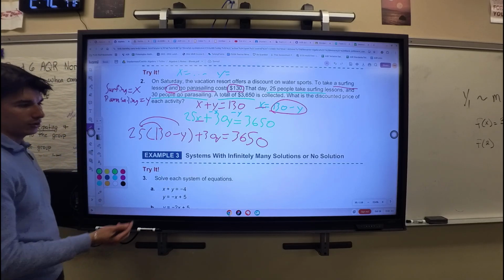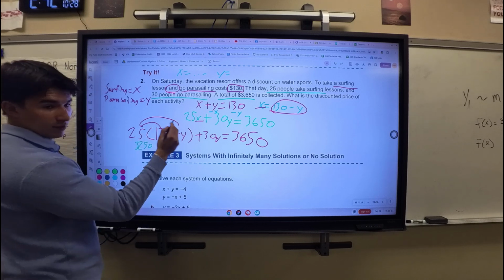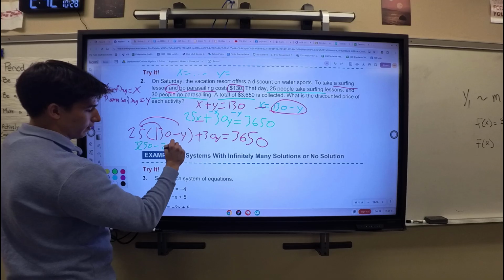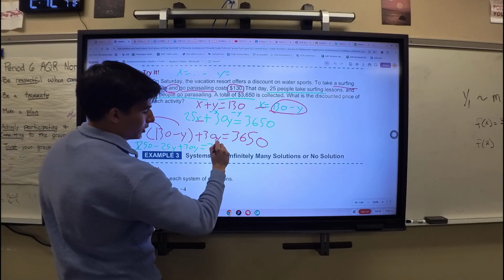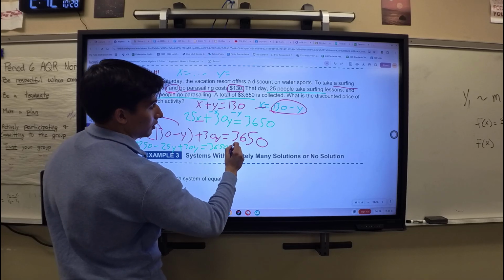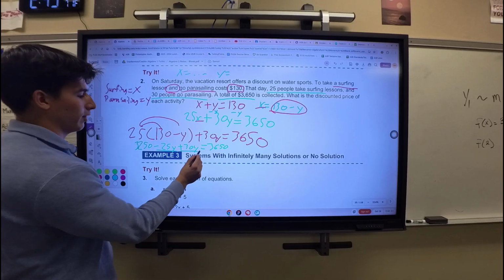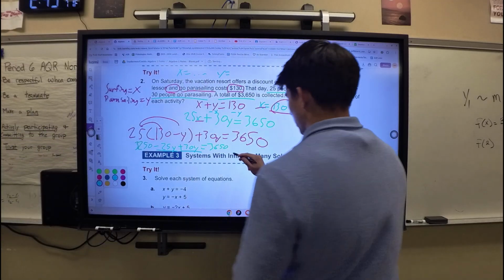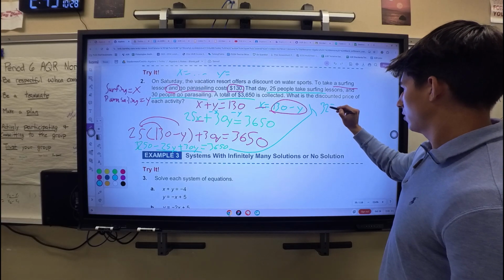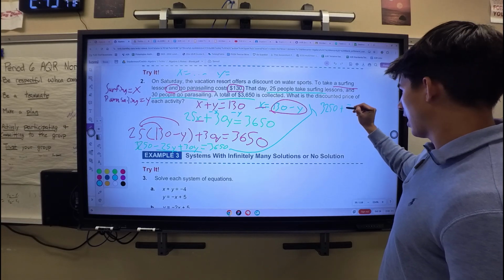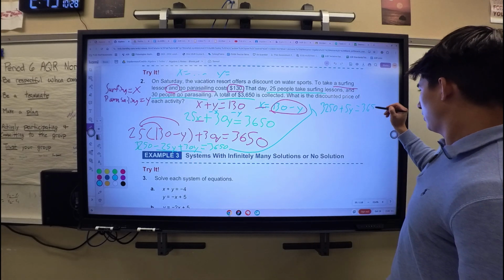So 25 times 130 is 3250, minus, 25 times negative Y is minus 25Y, plus 30Y, we just bring down, equals 3650. So now we need to combine our like terms of negative 25Y and 30Y. And I'm going to do that over here. So we still have 3250 plus 5Y, because we combined our like terms, equals 3650.